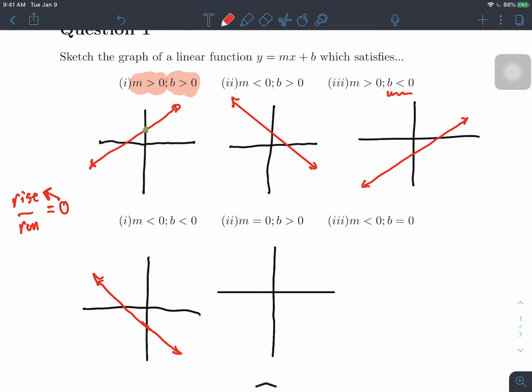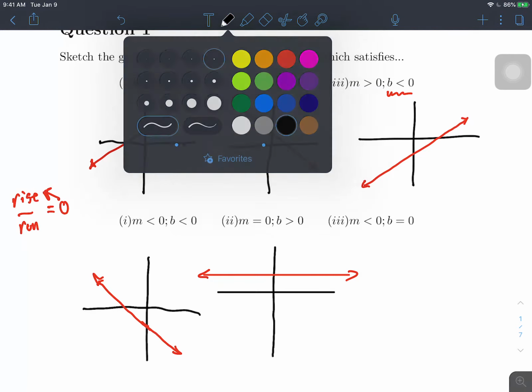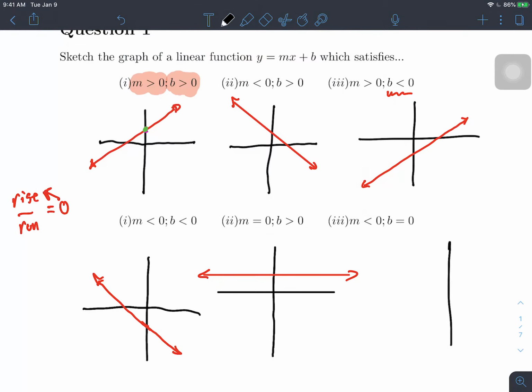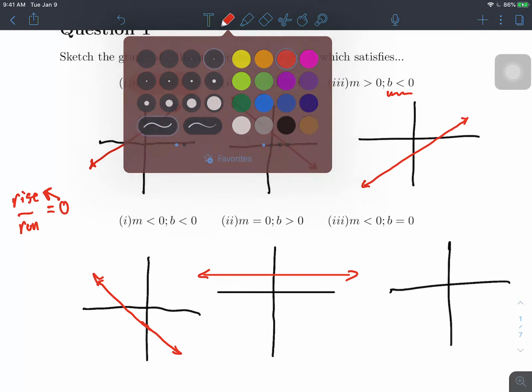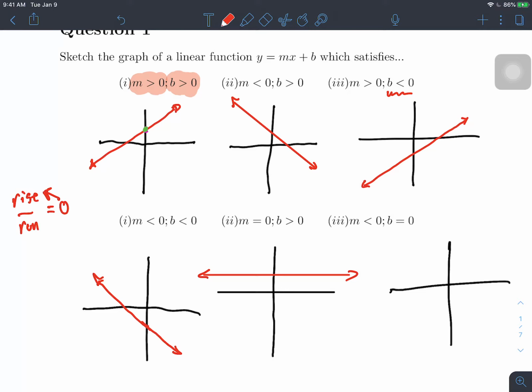The fact that b is larger than 0 tells me that this line should lie above the x-axis. So what would it look like? Looks something like this. Okay, and lastly we have a line with negative slope and a y-intercept of 0. If the vertical intercept is 0, that means that this line is passing through the origin. So I should have a line which is decreasing since my slope is negative, and it should pass through the origin. So maybe it looks like that.